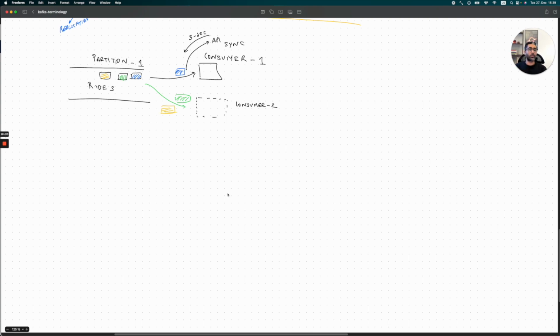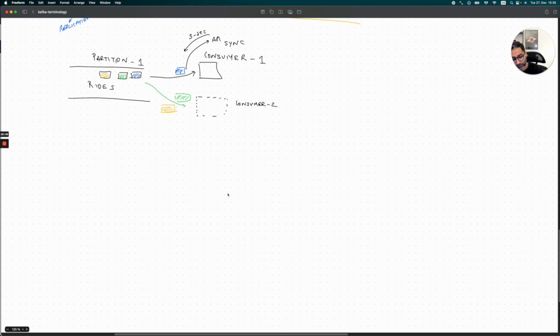But this is not how Kafka behaves. For one partition, only one consumer can connect to it. That's why we need to define multiple partitions if we want to scale. So let's take a look at how this happens when we partition our topic.